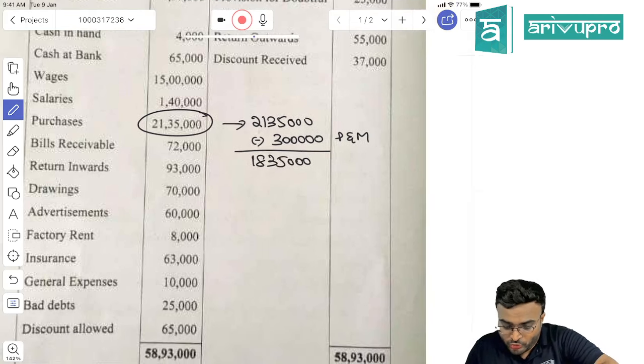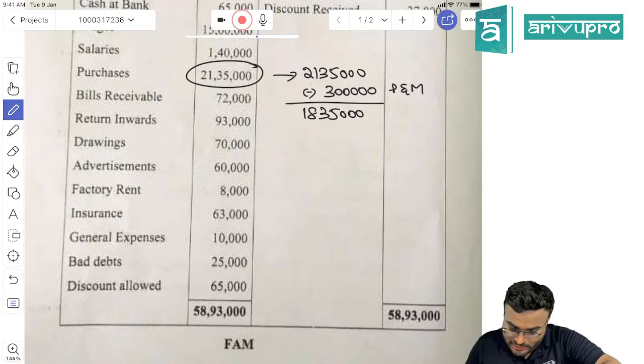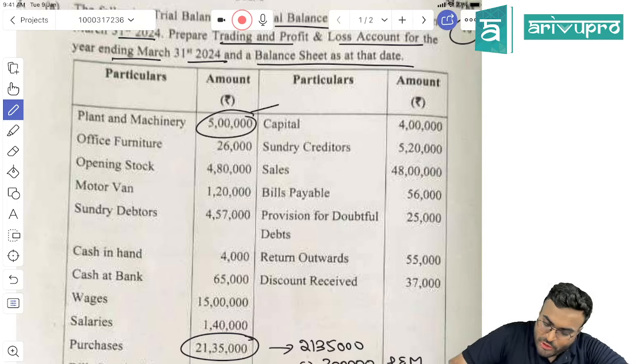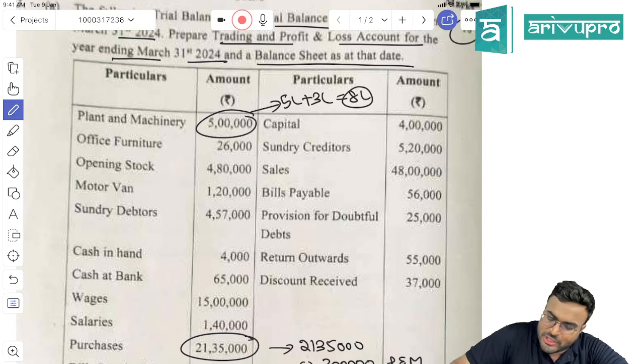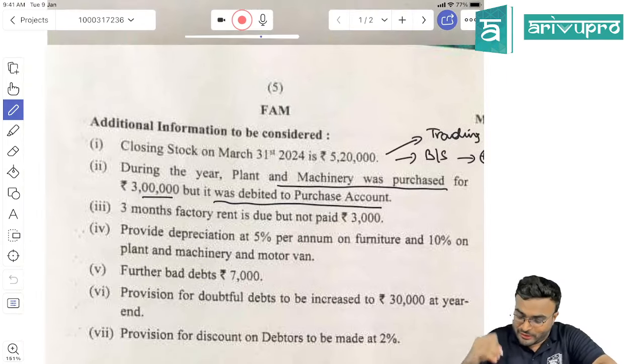Then what you're going to do? Find your plant and machinery. Where is your plant and machinery? Over here. So this is going to be 5 lakh plus 3 lakh. Now you have total plant and machinery of 8 lakhs. This is your rectification which they have put into your final accounts as well.